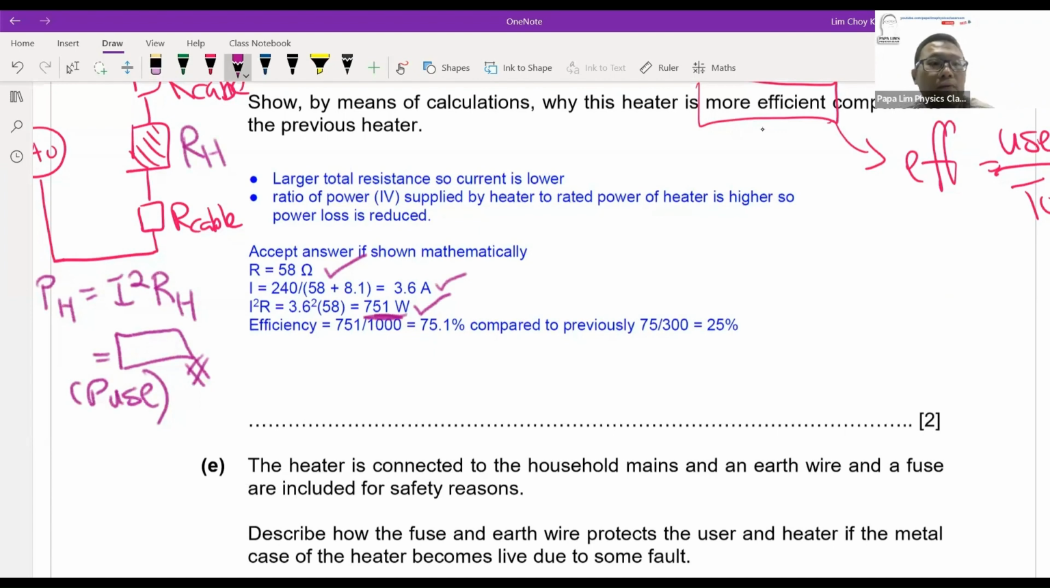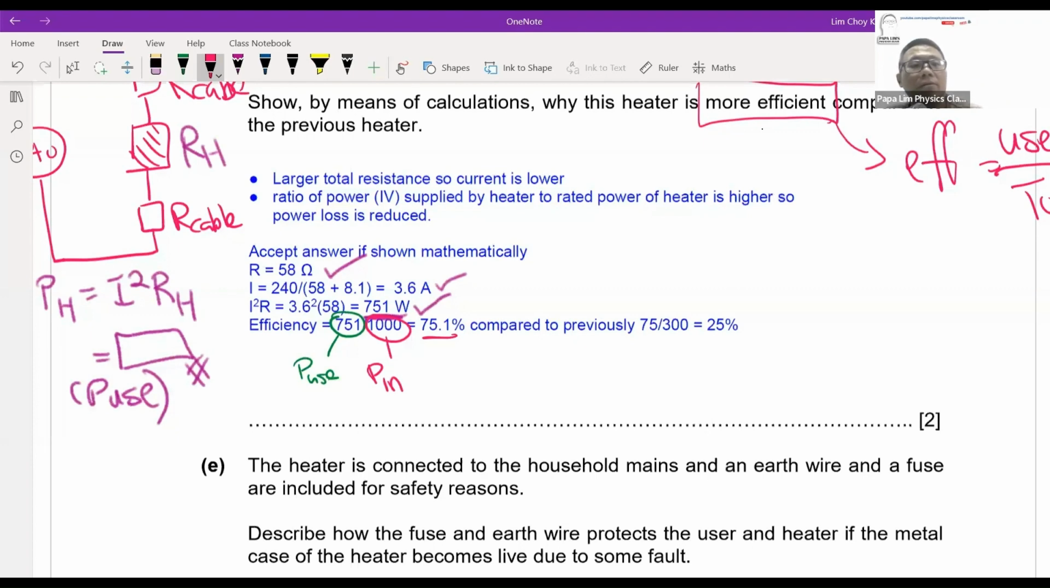Now, efficiency for the second heater: the useful power is 751 watts. The power input is 1000 now. This is the power input. So I will have an efficiency of 75.1%.